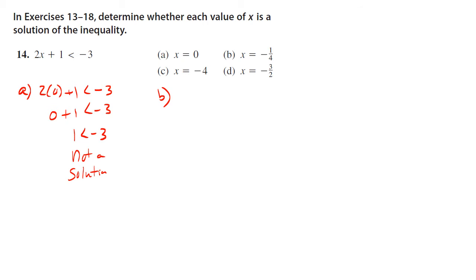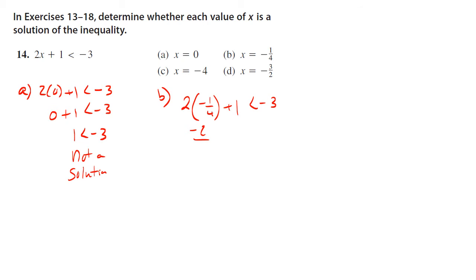B. And again, we're going to do this for each one. Of course, the way I can make it more difficult is put in fractions. I can put in negative fractions. I can make this kind of difficult like that. So let's go with B. We're plugging in a -1/4. So 2 times -1/4 plus 1 less than -3. So the question is, is this a solution? Does this give me something that's less than -3 on the left-hand side?